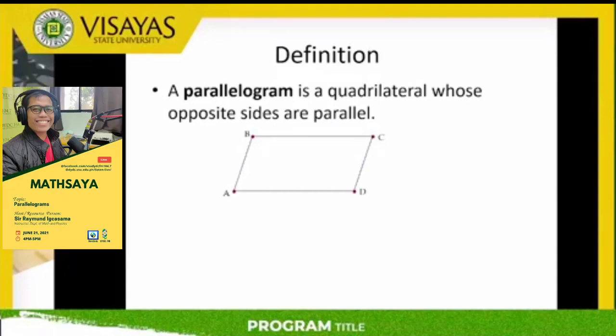We'll be talking about parallelograms. So starting with our definition of a parallelogram, it is a quadrilateral whose opposite sides are parallel. Again, a parallelogram is a type of quadrilateral whose opposite sides are parallel.